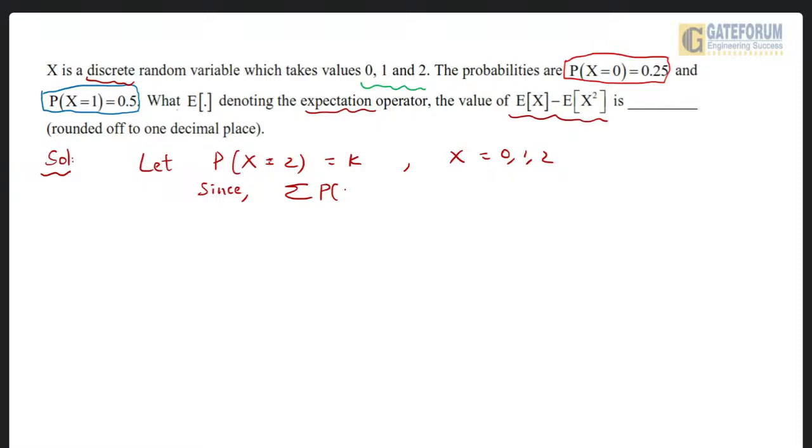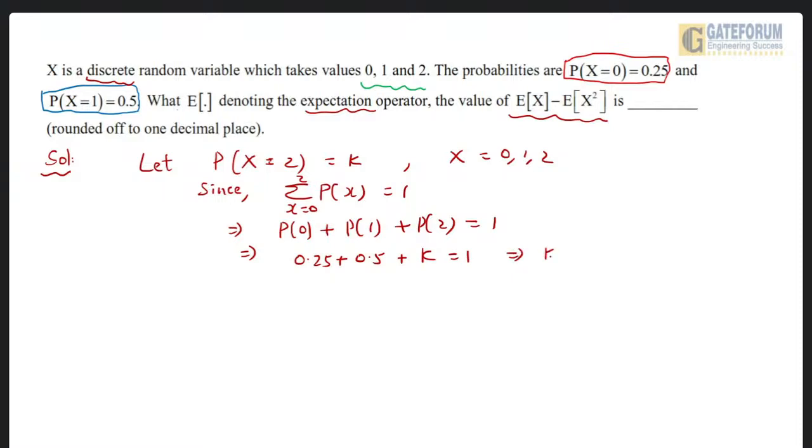Since it is a discrete random variable, our notation is the summation of P of x. In a continuous random variable, we have to integrate. This is equal to 1, taken over all x values, x equal to 0 to 2. Which implies P of 0 plus P of 1 plus P of 2 is equal to 1. So 0.25 plus 0.5 plus k is equal to 1. So 1 minus 0.75 gives k equal to 0.25.